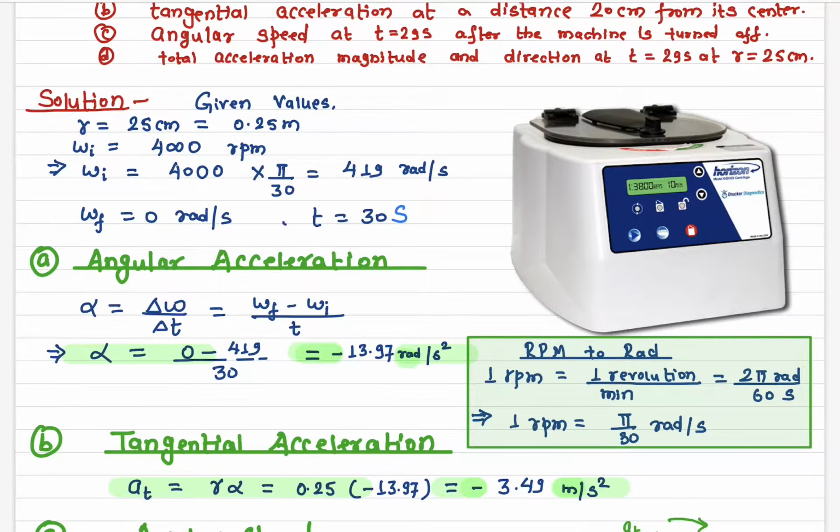And whenever you're going to use the dynamics equations, you need to make sure that your angular speed is in the unit of radians per second. So this is the unit you need to put in. So we have to change revolutions per minute to radians per second. How do we do that?